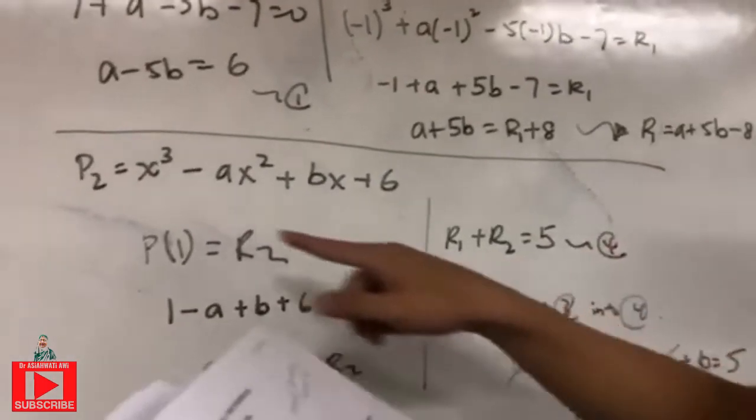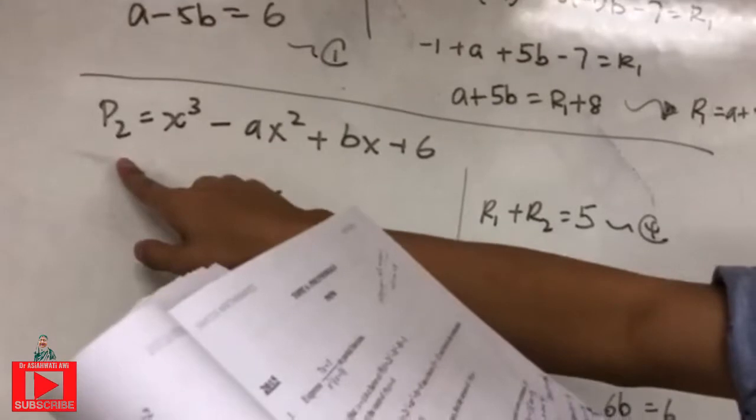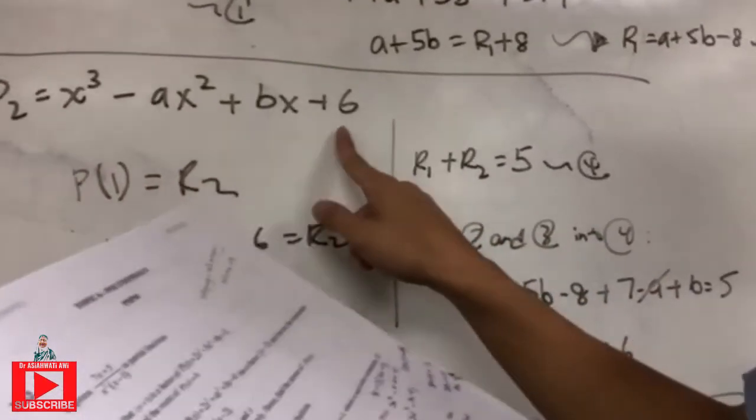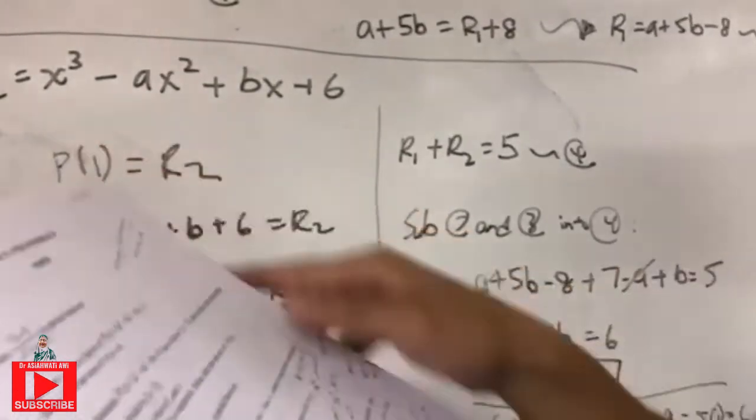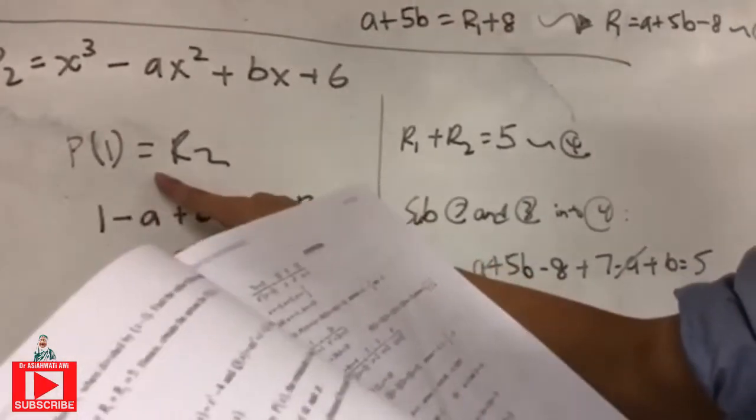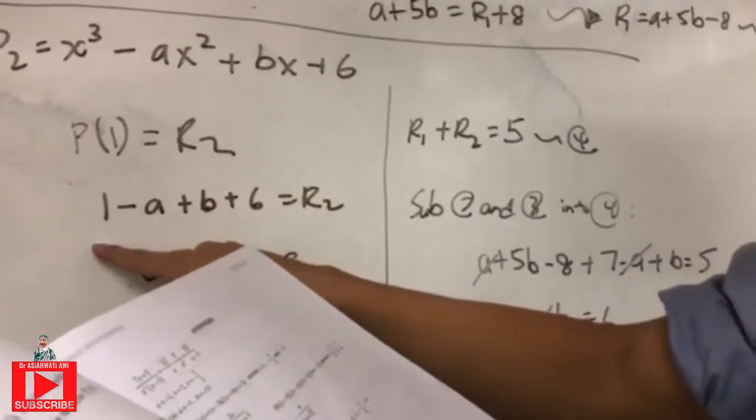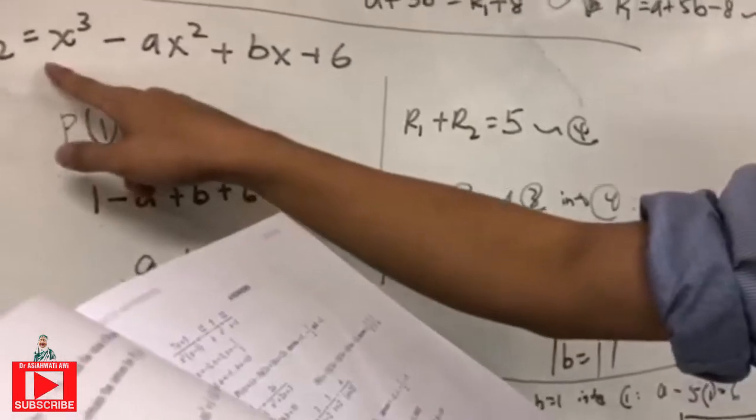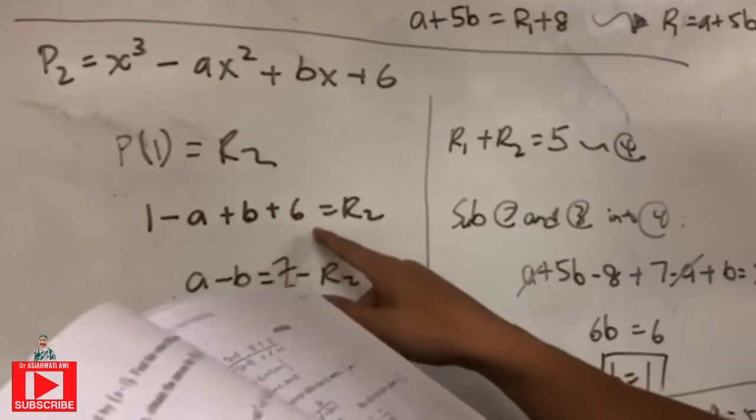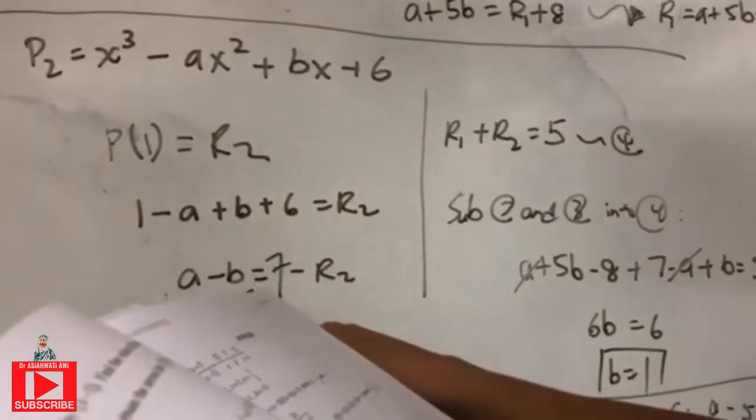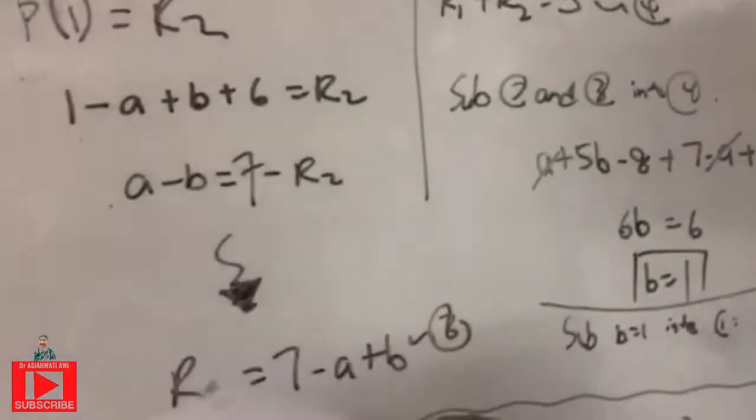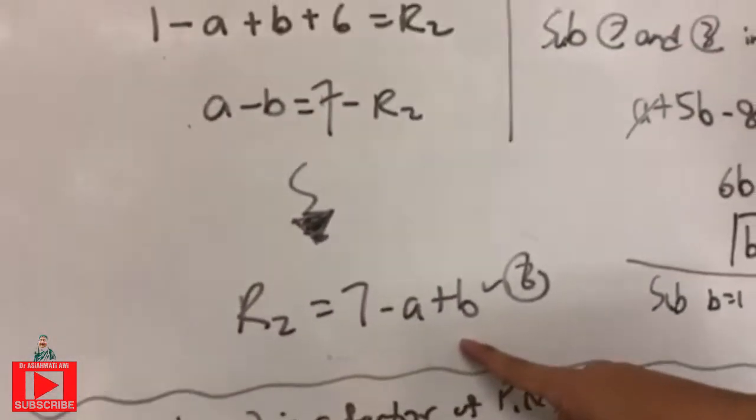Also given the question also gives that P2(x) is equal to x to the power of 3 minus ax squared plus bx plus x. So when P2(x) is divided by x minus 1, it has a remainder of R2. So we sub 1 into P2(x), and we get 1 minus a plus b plus x equal to R2. So a minus b equal to 7 minus R2. So R2 equal to 7 minus a plus b.